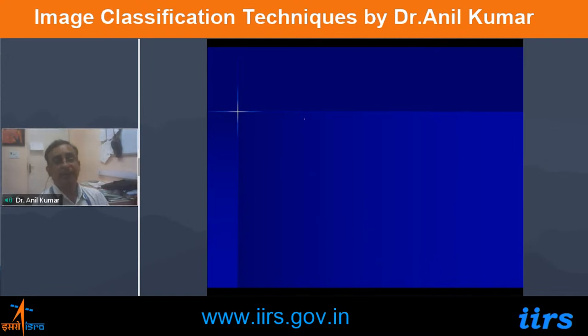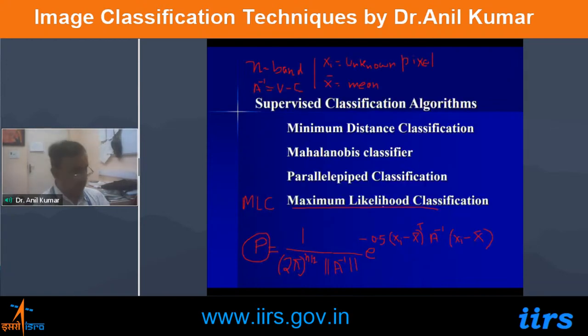So if we take the feature space and we have training data of each class, we can find out the mean of each class. We can find out the variance, covariance. So with these two, we can find out probability P. So if this is cluster 1 or class 1, and this is your class 2, and this is the pixel to be classified, we can find out P1 for class 1 and P2 for class 2 using this formula.